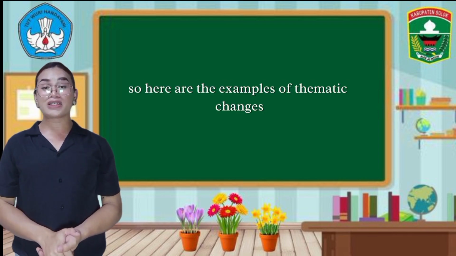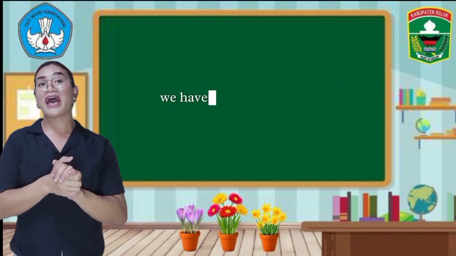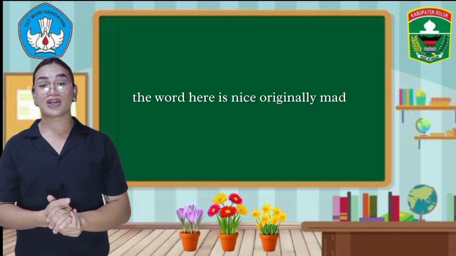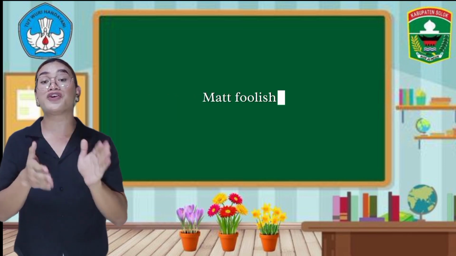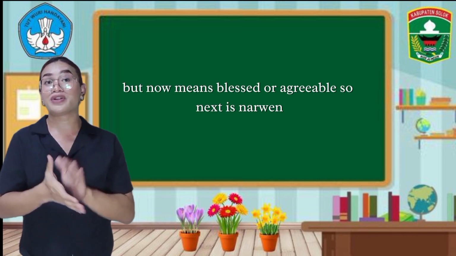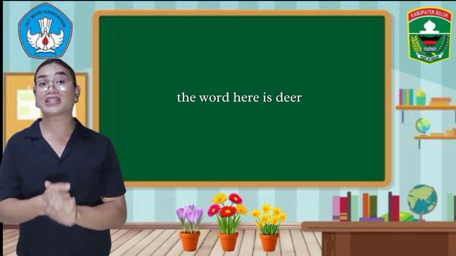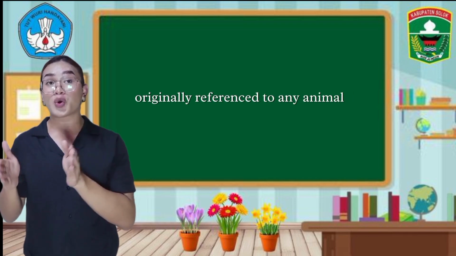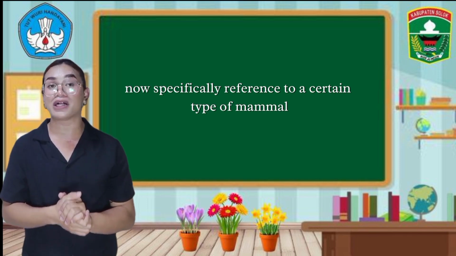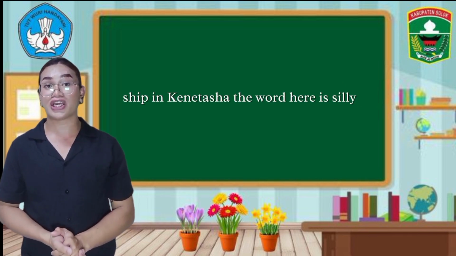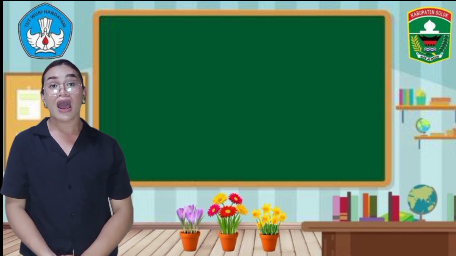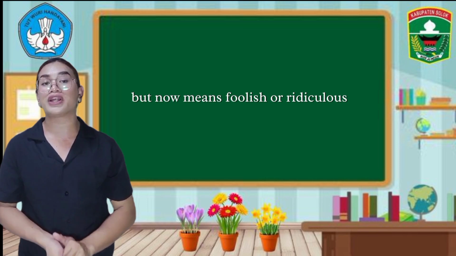So, here are the examples of semantic changes. We have broadening. The word here is nice. Originally meant foolish, but now means pleasant or agreeable. Next is narrowing. The word here is deer. Originally referred to any animal, now specifically refers to a certain type of mammal. Shift in connotation. The word here is silly. Originally meant happy or blessed, but now means foolish or ridiculous.